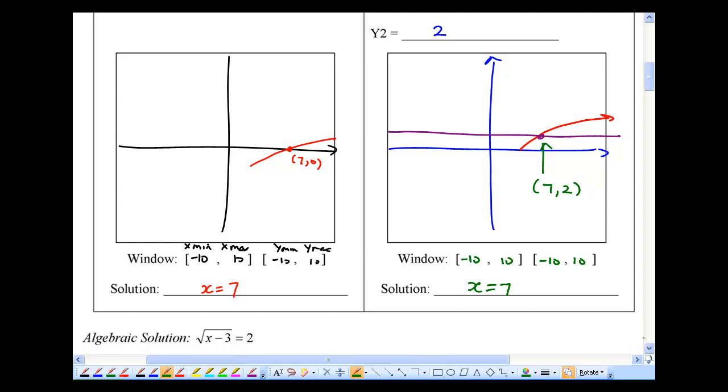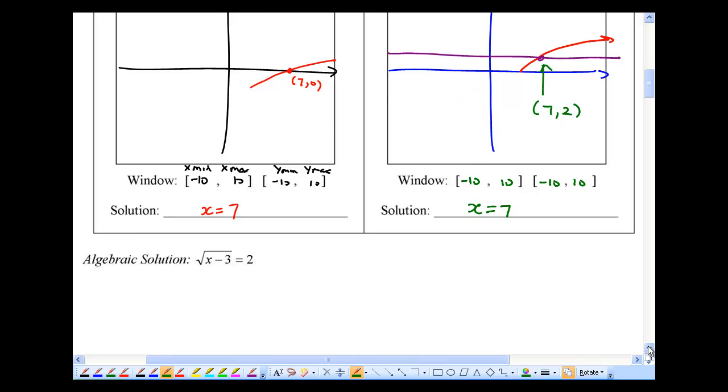Okay? Same answer. It's up to you which one you like. They are okay with me. Let's just confirm this with the algebraic solution. Don't know if you remember how to do this from last year, but to solve a square root function, we want to get rid of the square root. So we do the inverse operation of a square root, which means we have to, yes, square both sides.